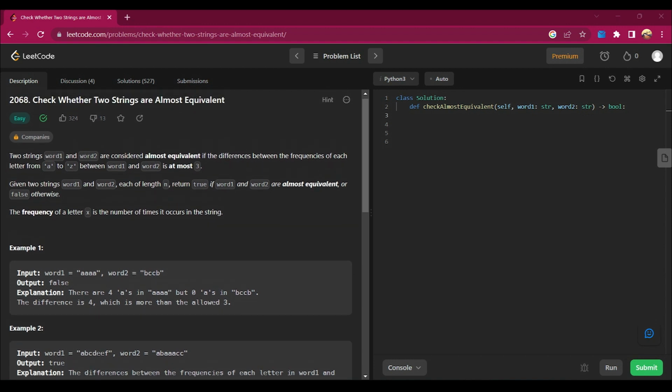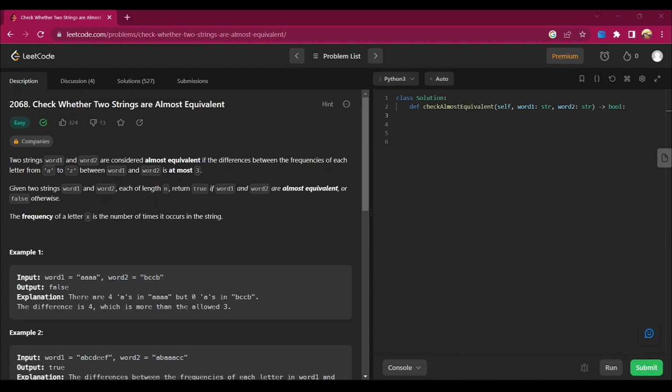So let's read out the question. The question says two strings word1 and word2 are considered almost equivalent if the differences between the frequencies of each letter from a to z between word1 and word2 is at most 3. So we have to keep these highlighted words in mind, and based on these words we have to answer the question.